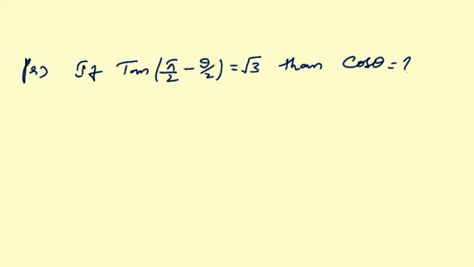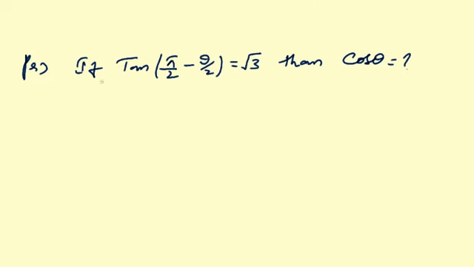Just look at this problem. What is given in the problem? If tan of pi by 2 minus theta by 2 is equal to root 3, then what is the value of cos theta? If you are very well versed in mathematics, then you know that you need a formula called tan(A minus B). Tan(A minus B) is nothing but tan A minus tan B by 1 plus tan A tan B, so that you can get the value of theta. You might be thinking in such a way.